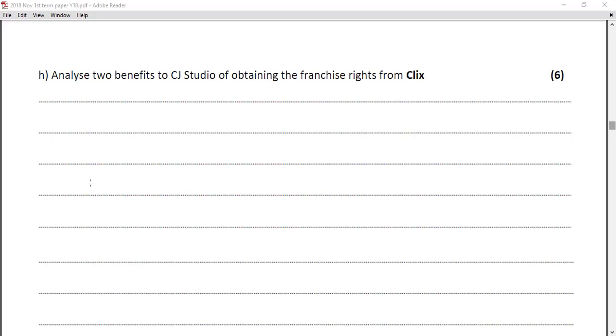So this is a way to analyze the question. I talked about 2 points. What are the main 2 points? First, I talked about the ready-made market, like franchise rights.